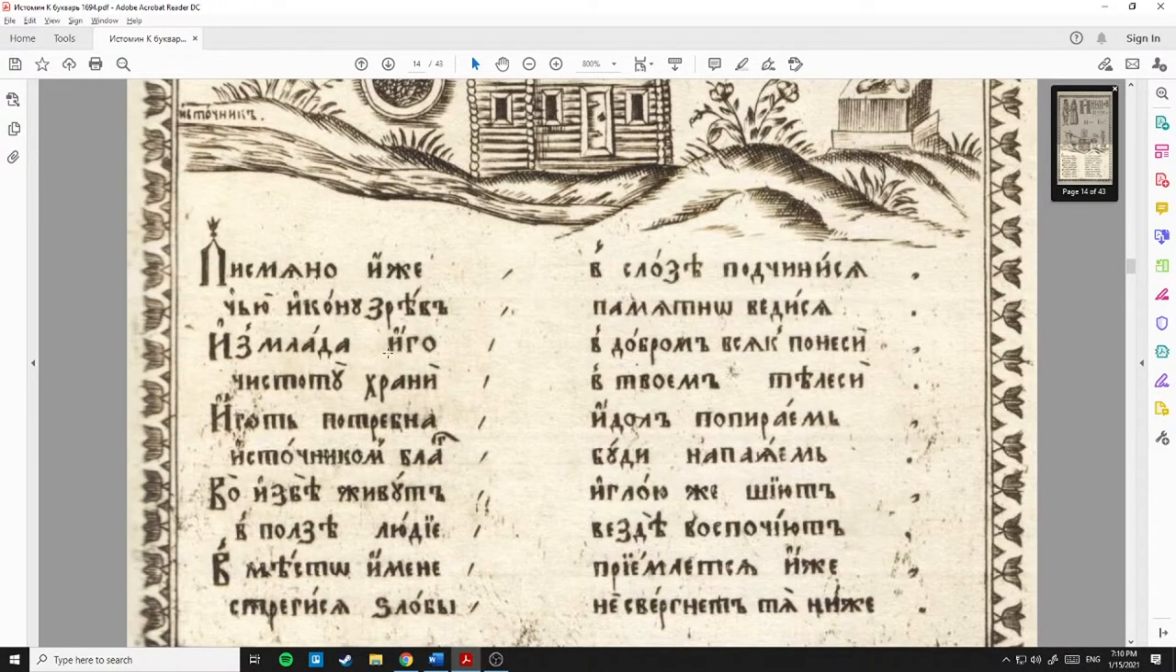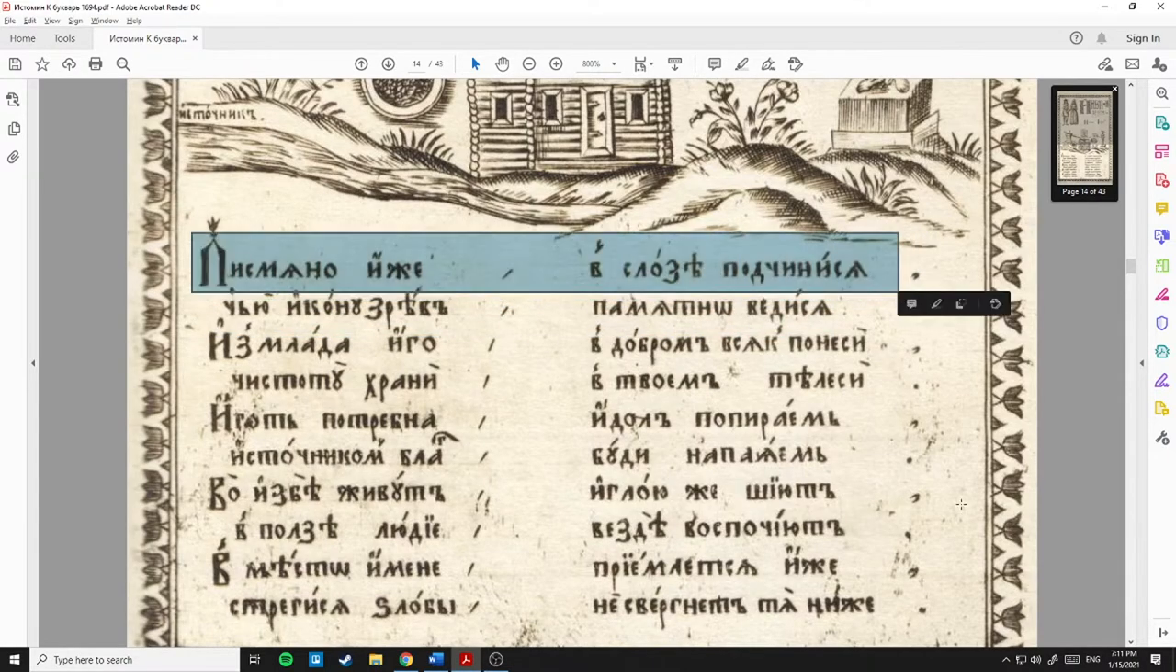Pismiana, Ije, right? So Ije is whom? So written, whom wrote. Slozie, the old form of slogie. So in syllables, in words, in language. Починися, to obey, right? So you have to obey or submit. Pismiana Ije. Written in words to obey. Complicated. Ije Slozia Починися. Okay.